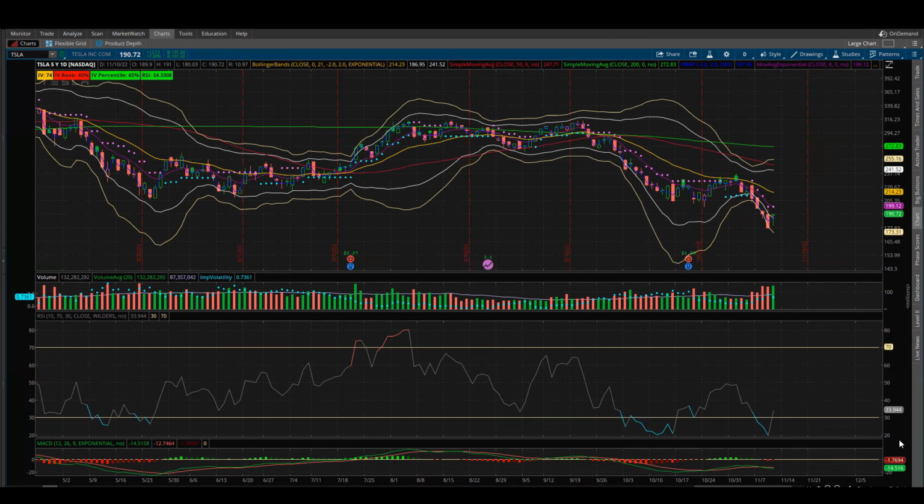So I hope that helps. Hopefully that clears things up a little bit on how to interpret the RSI.